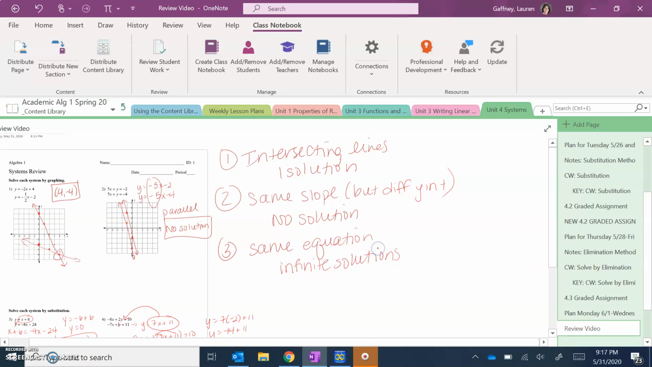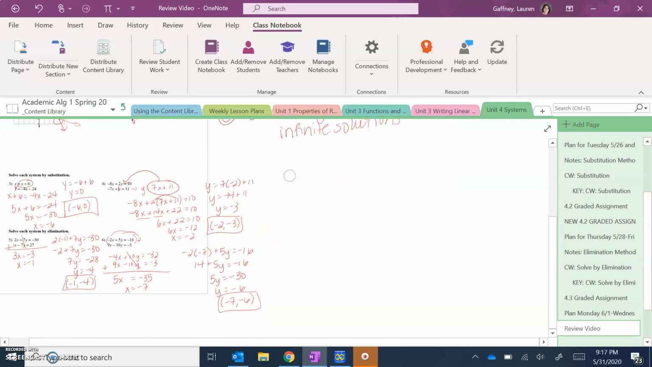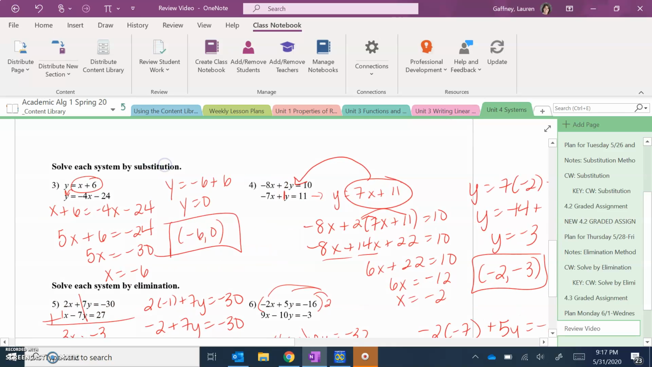Okay? And I know we saw this at some point in one of our videos. I think it was the first one. If you ever want to check to see if a point is a solution, so like for example, if I wanted to check to see if negative 6, 0 was a solution, you need to plug it back into both equations and make sure it works in both of them.